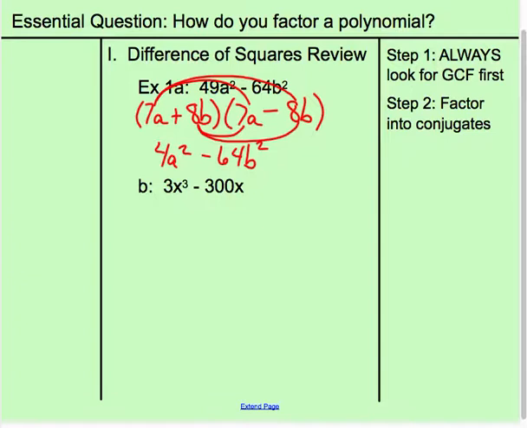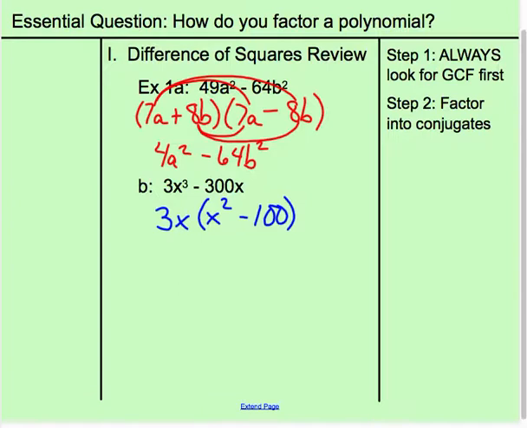All right, B, step 1, always look for GCF first. 3 and 300 both have a GCF of 3. X cubed and x both have a GCF of x. So we're going to divide that out of both terms first. 3x cubed divided by 3x gives us x squared. 300x divided by 3x gives us negative 100. And always, after you find a GCF, always ask yourself, can I keep factoring?